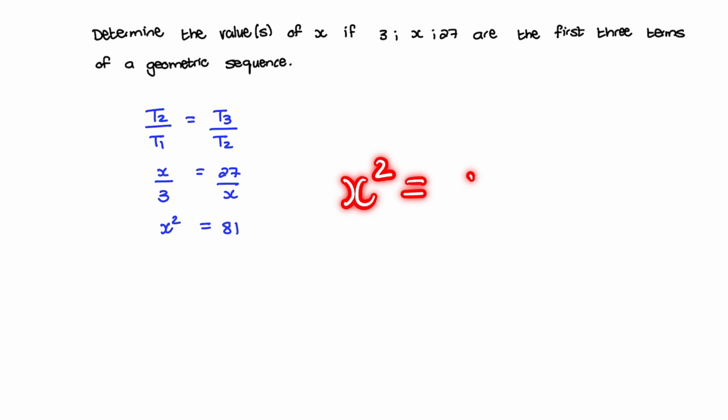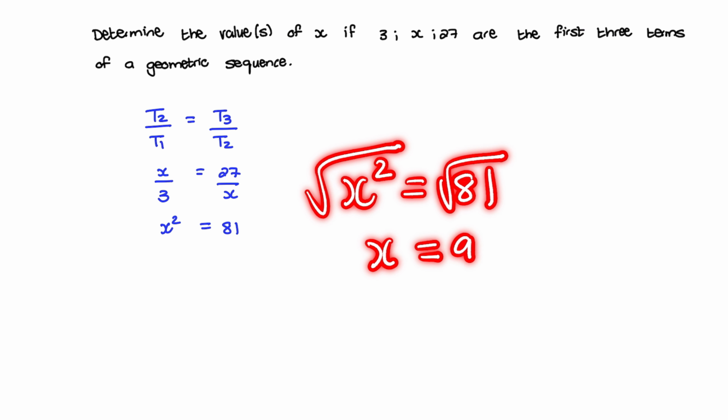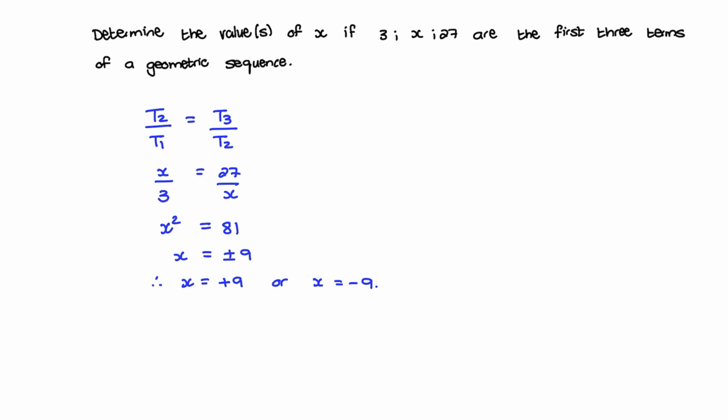If I simply take the square roots on both sides, I'll have x is equal to 9. But in fact, we have two possible values of x, and that is plus 9 and minus 9. Because if I say negative 9 squared, that will also give me 81. You need to remember that if you have the square, you need to consider plus minus values.